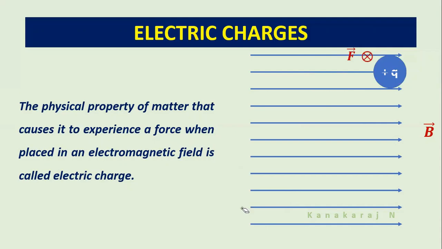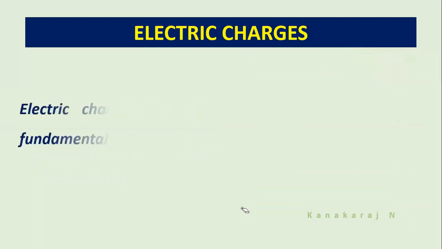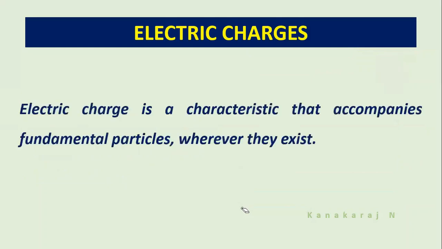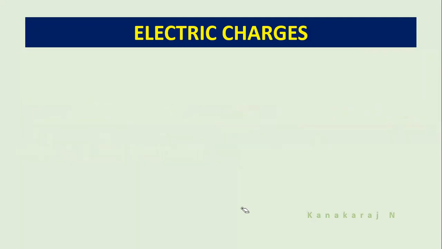So I read the definition again. The physical property of matter that causes it to experience a force when placed in an electromagnetic field is called electric charge. Okay. So electric charge is a characteristic that accompanies fundamental particles wherever they exist. It is an inherent property of a particle. Charge is an inherent property like mass.